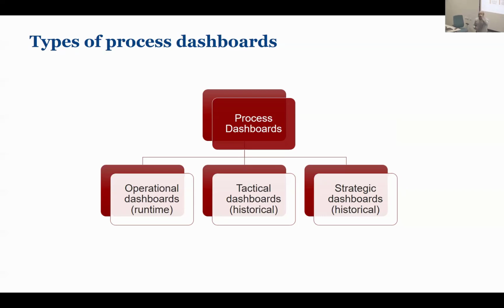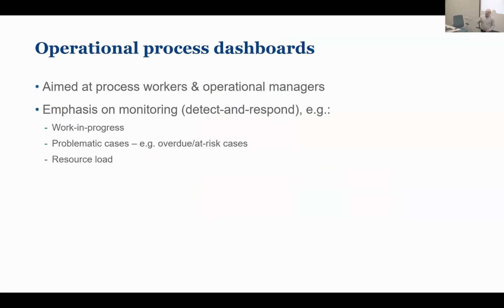Depending on the user of a process performance dashboard, we can distinguish three types of dashboards. First one is operational dashboards, tactical dashboards, and strategic dashboards. And as we will see, each of these dashboards has a different audience. An operational dashboard is a dashboard that is used, as the name indicates, by operational managers and by workers.